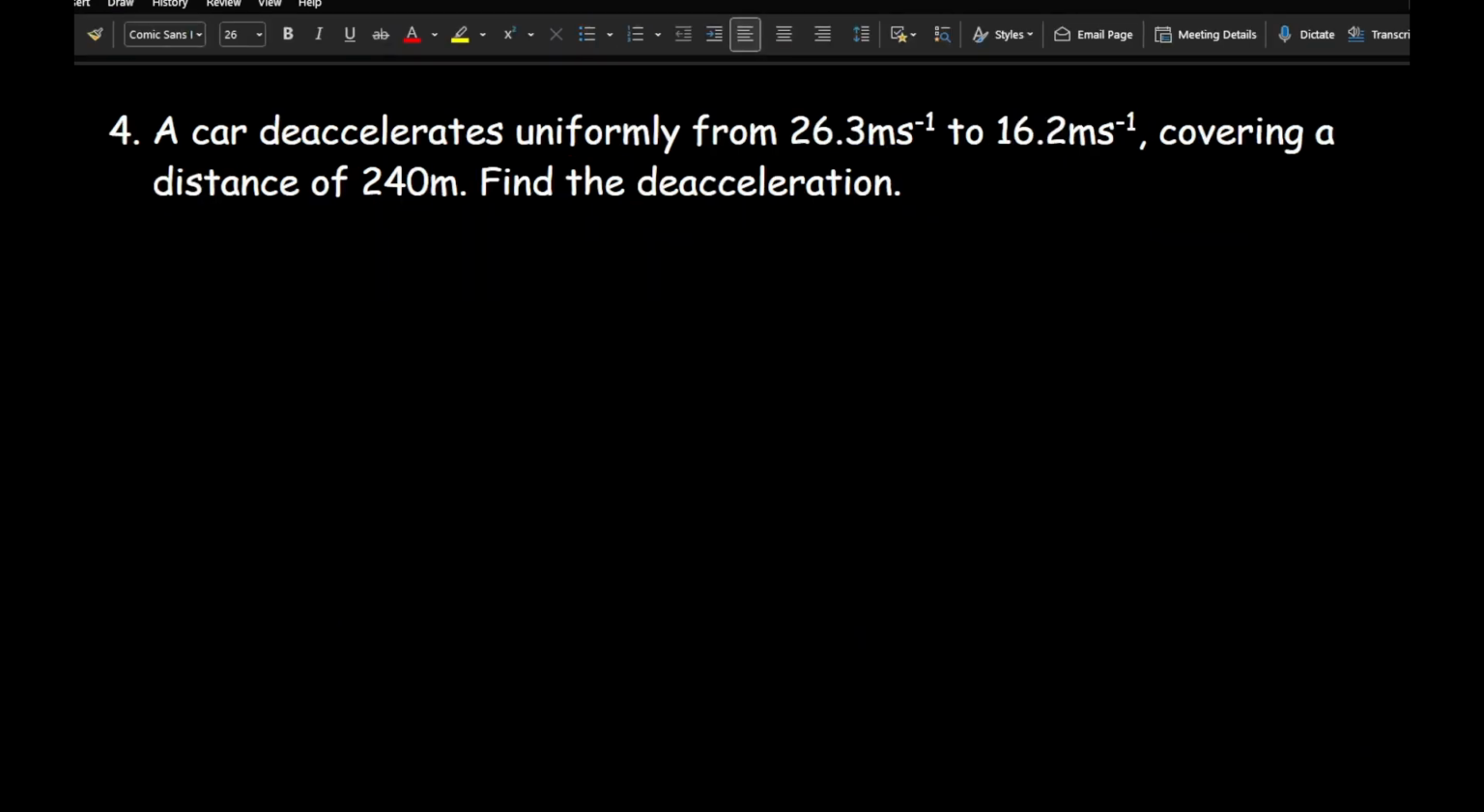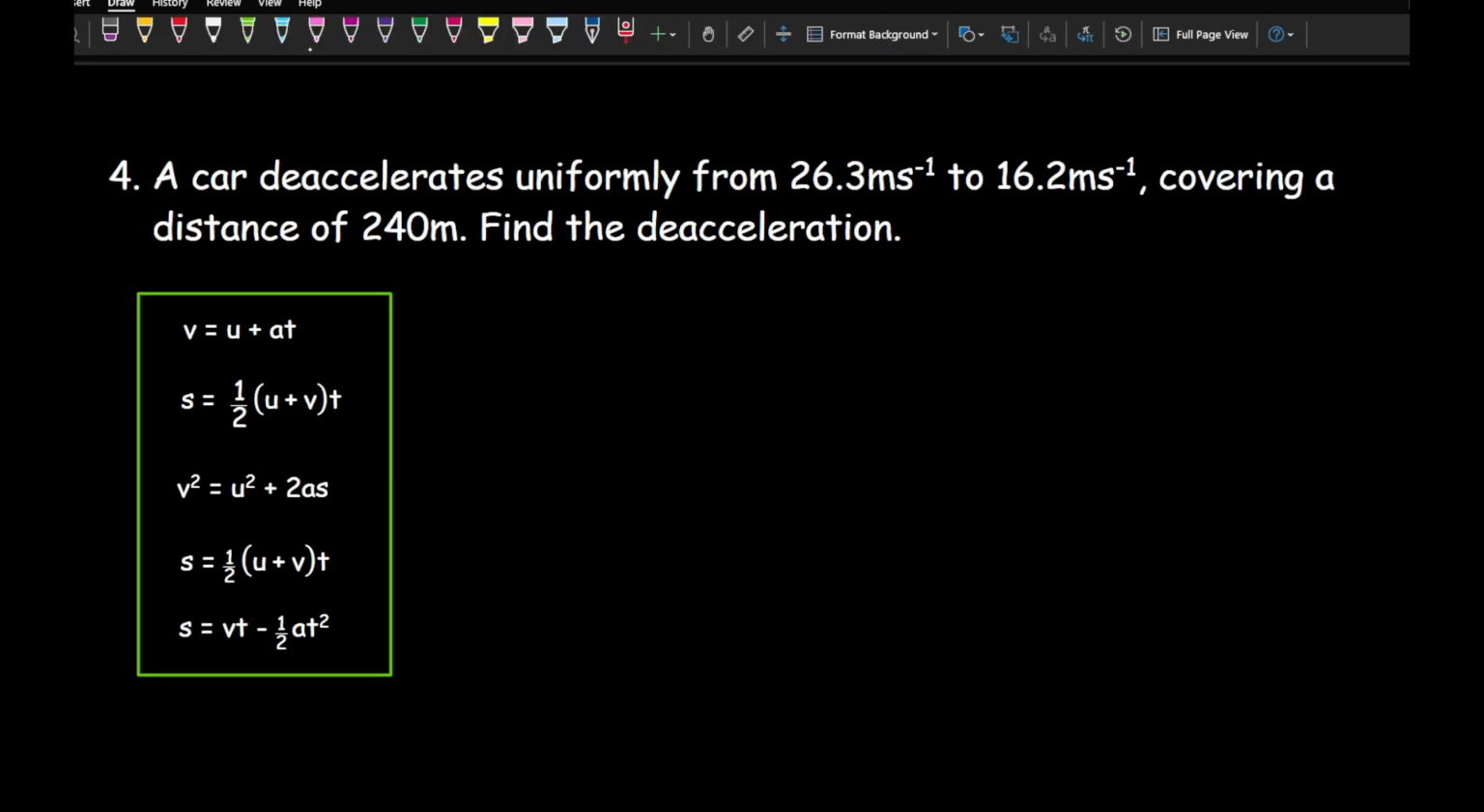Now example 4 says a car decelerates uniformly from 26.3 meters per second to 16.2 meters per second, covering a distance of 240 meters. And the question is asking us to find the deceleration. So for this, let's first of all recall the formulas, and let's just write down our SUVAT values. Now from the information in the question, we know that it's got a uniform acceleration, so that's fine for SUVAT.